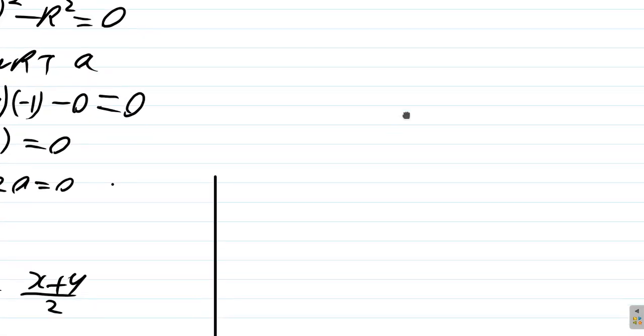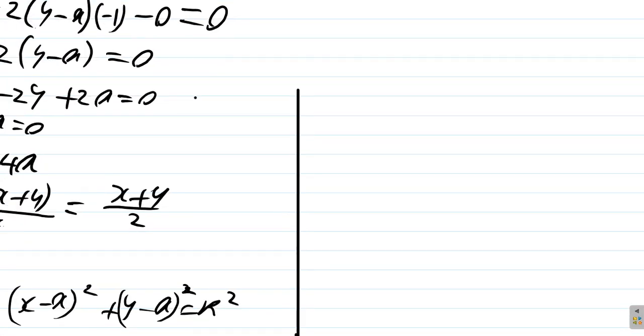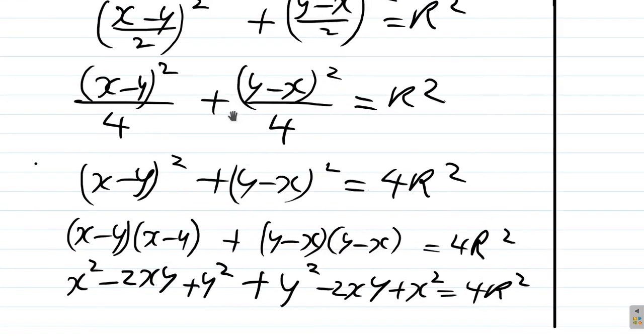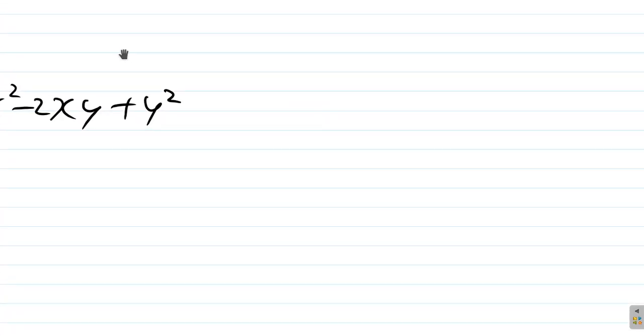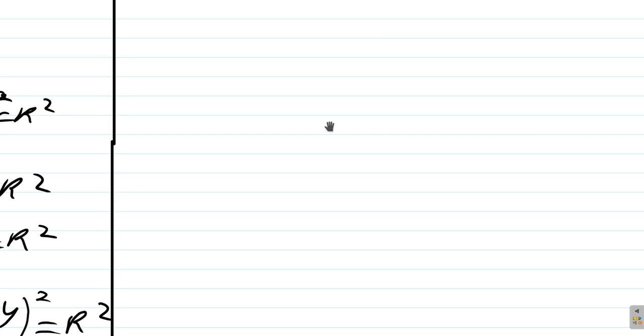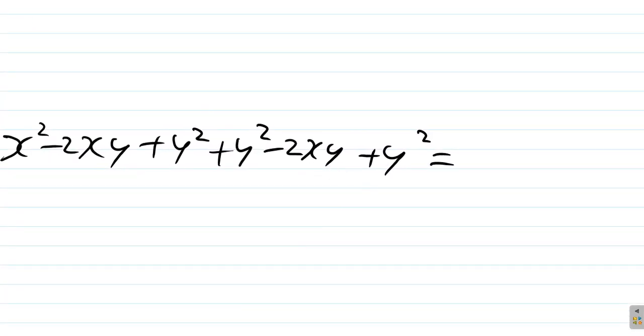Let's write that up here. So we have x squared minus 2xy plus y squared. We don't need the brackets there. So x squared minus 2xy plus y squared, plus y squared minus 2xy plus x squared, plus y squared minus 2xy plus y squared, equals 4r squared. Alright, equal 4r squared. Good.